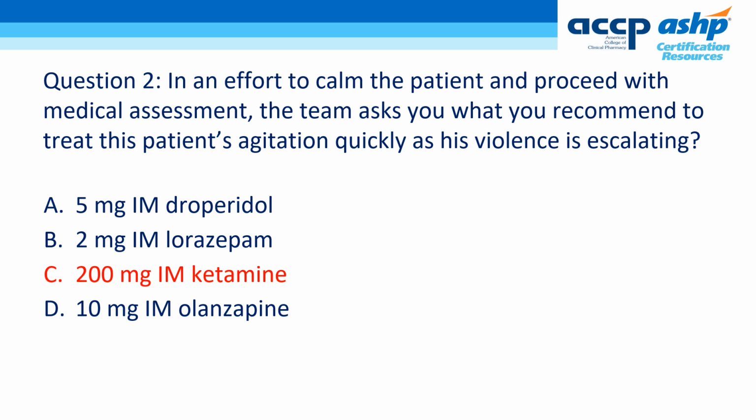Intramuscular ketamine has an onset of 3 to 5 minutes, which is faster than the other agents that have onsets of about 15 minutes when given intramuscularly. Additionally, studies have found that when given ketamine, patients more often do not require a second agent, which is optimal in this scenario.